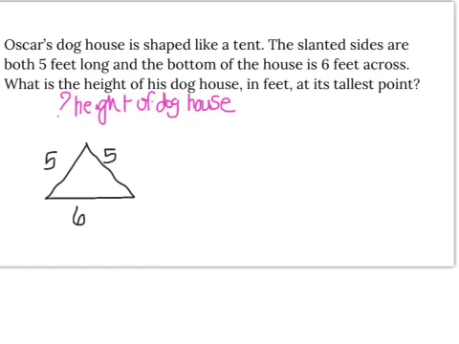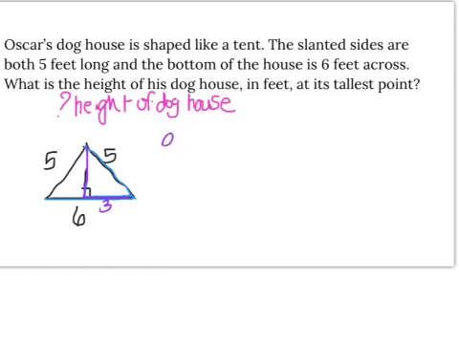And I'm looking for the height of the house in feet at its tallest point, which means it's going to come from the point, the very top, straight down, which is going to form a right angle. So I know I can use the Pythagorean theorem to solve for missing sides. In order to get this height, I need to use the slanted side of 5 and the base. Now we have to be careful because the 6 is not the base. The 6 is the base of the entire bottom. However, the height, the line we drew, is halfway in between the entire bottom, which means the base of just this side is going to be 3.